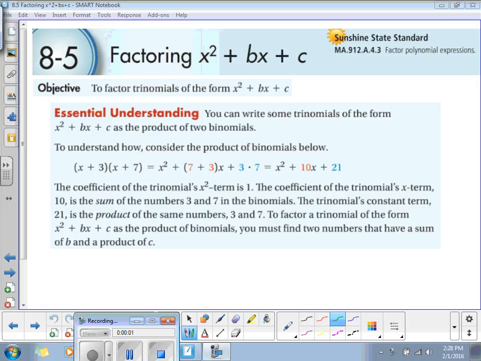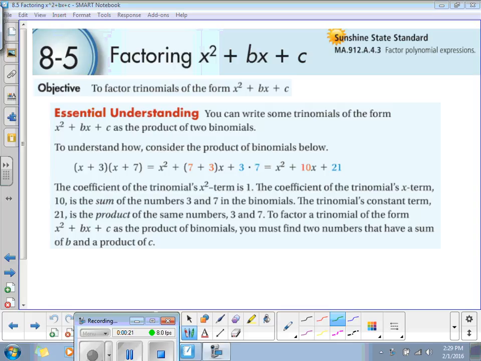Section 8.5 is factoring a trinomial in the form x squared plus bx plus c. And what we're going to do is write trinomials in that form as the product of two binomials. Okay?